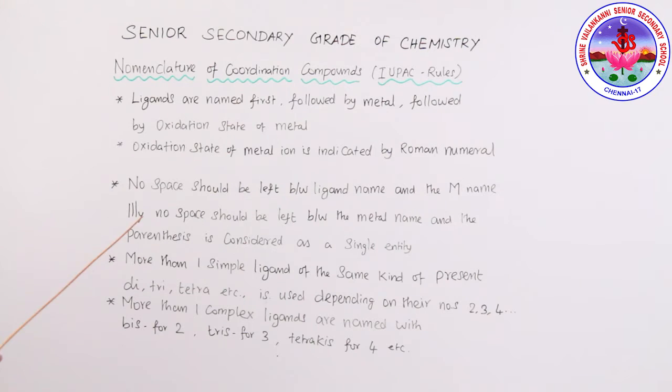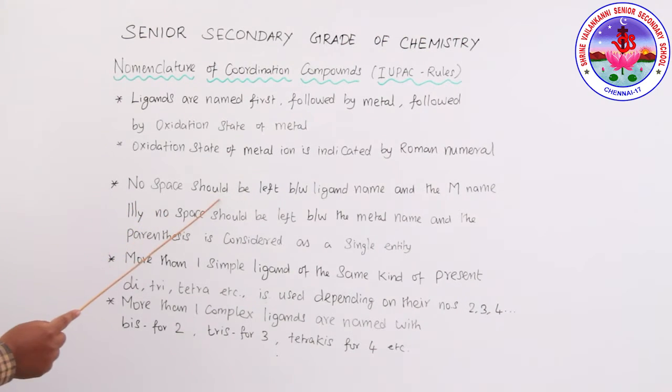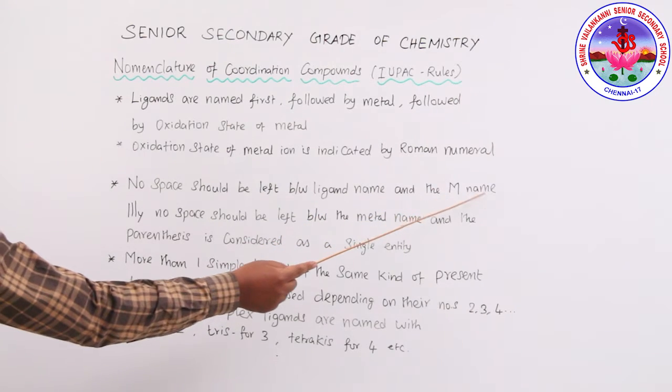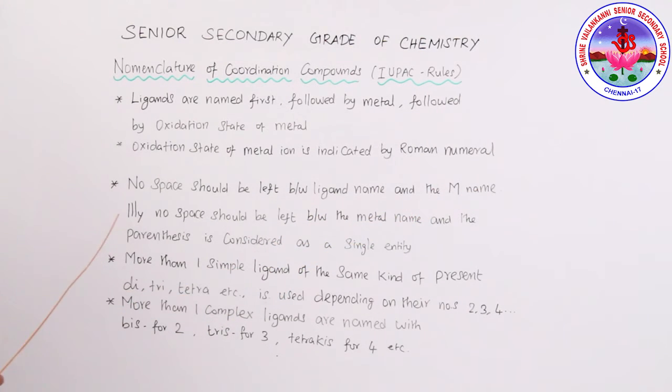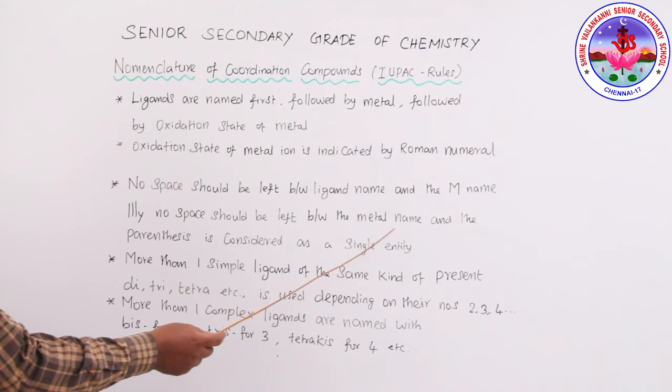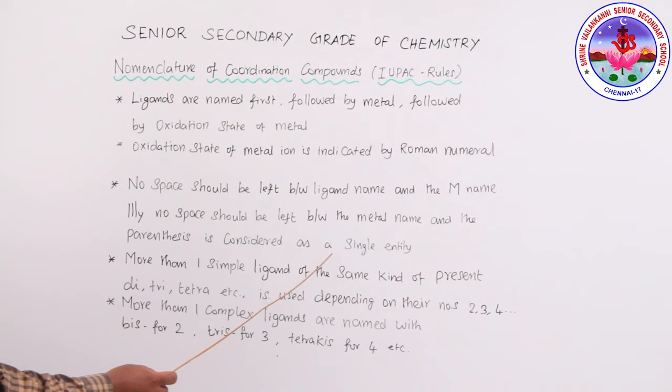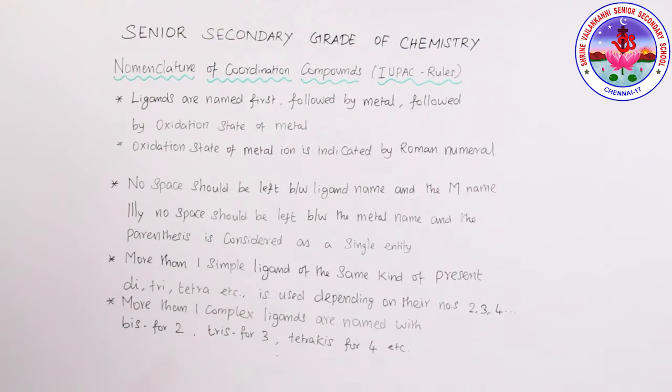Then the third rule is, no space should be left between the ligand name and the metal name. Similarly, no space should be left between the metal name and the parenthesis; it is considered as a single entity.